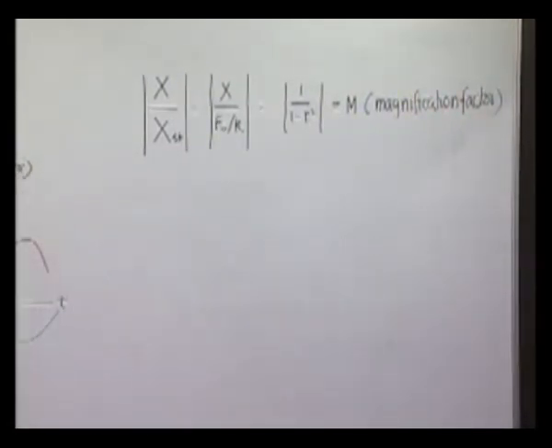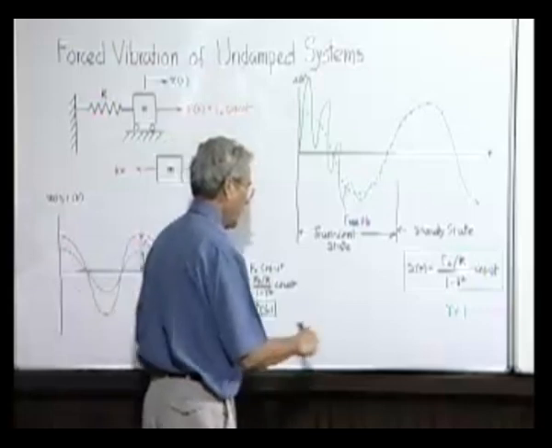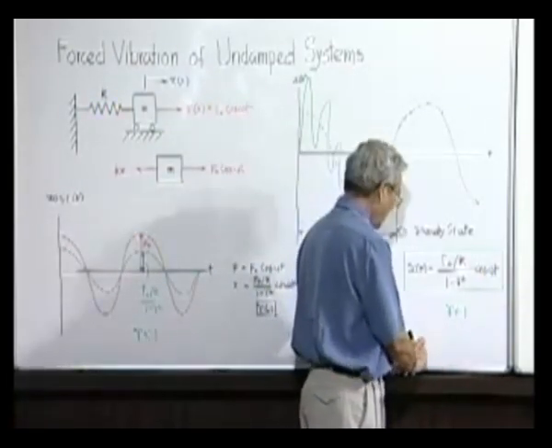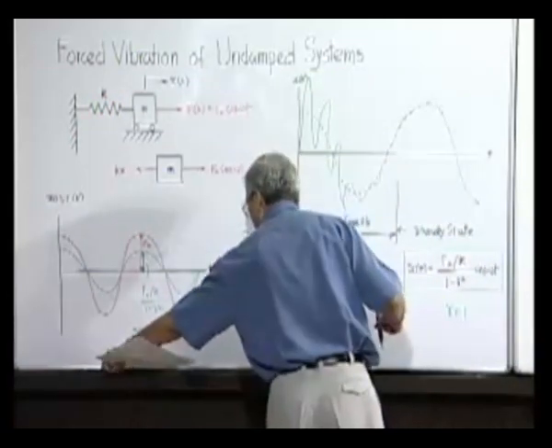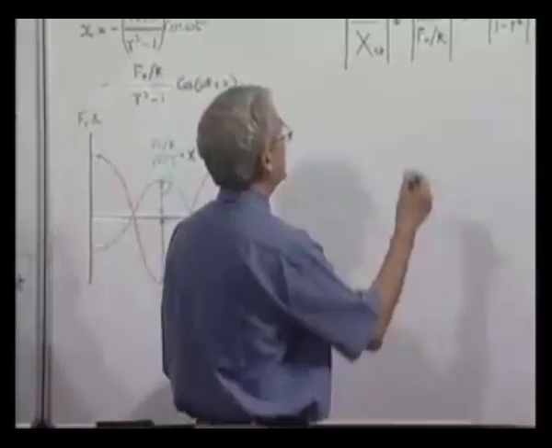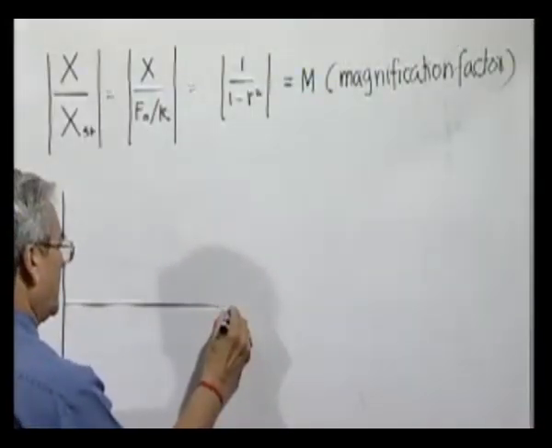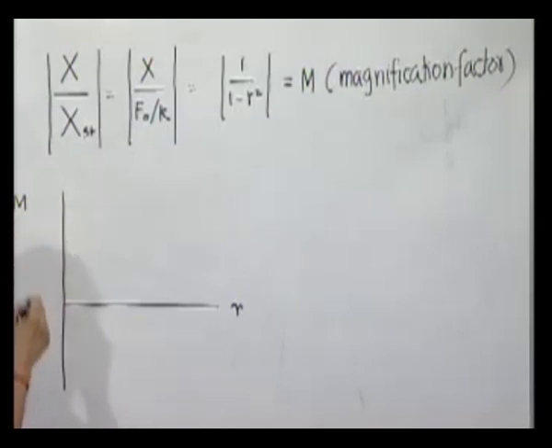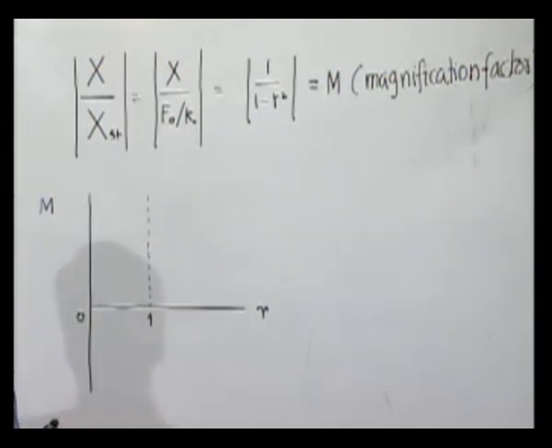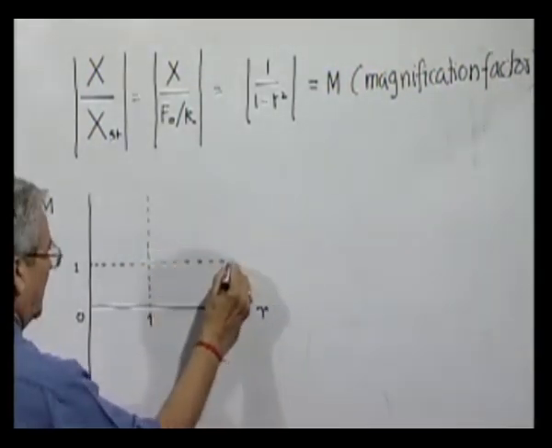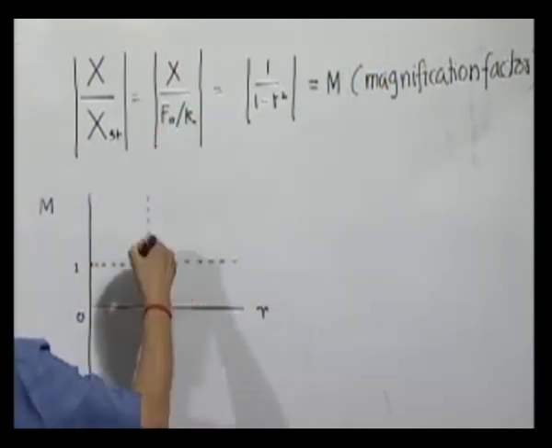It means that when a load is applied dynamically, the displacement of the system gets magnified compared to the situation when the load was applied in a static manner. Now, how does this magnification factor look? When we plot this magnification factor as a function of r, it starts at r equal to 0 with magnification factor 1, and at r equal to 1, it shoots up to infinity.